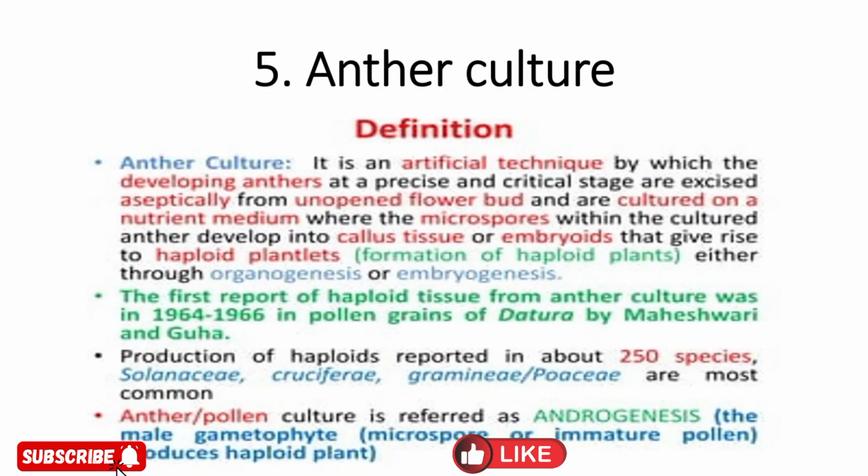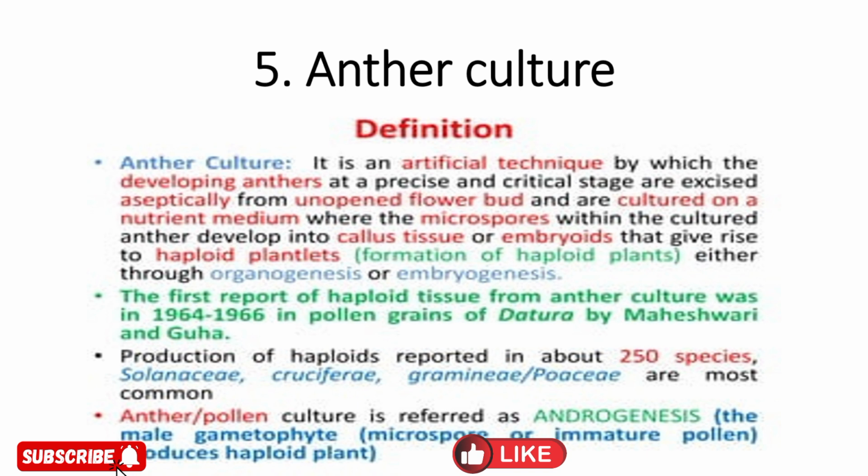The fifth and last one is known as anther culture. It is also known as pollen culture or microspore culture. It is an artificial technique by which the developing anthers are cut at a critical stage aseptically from an unopened flower bud and cultured on a nutrient medium where the microspores within the anther develop into callus culture or embryo that give rise to haploid plants. Formation of haploid plants either through organogenesis or embryogenesis is known as anther culture.